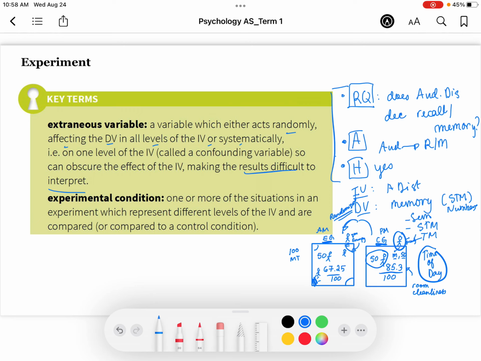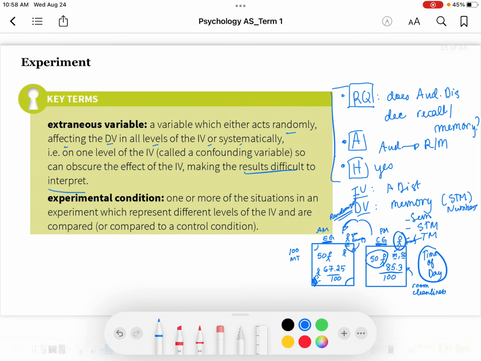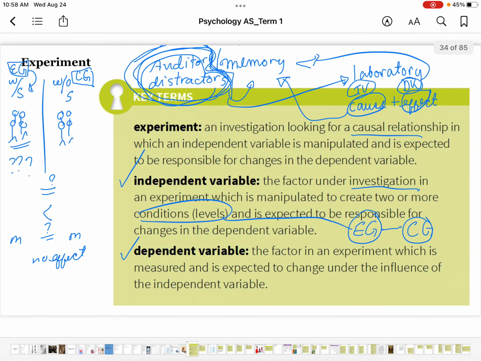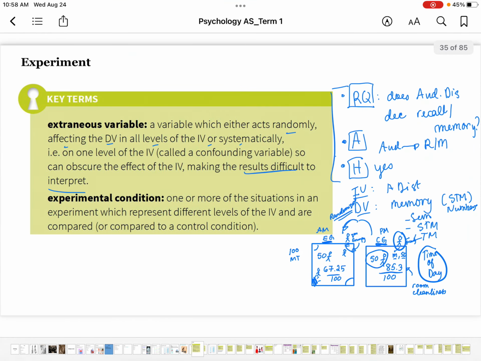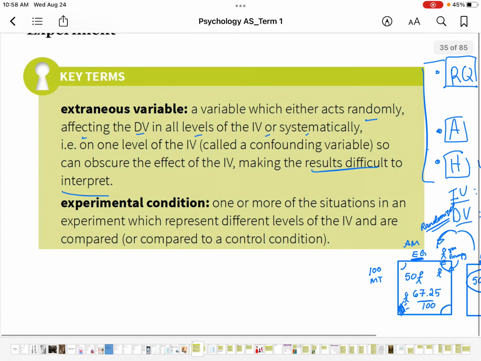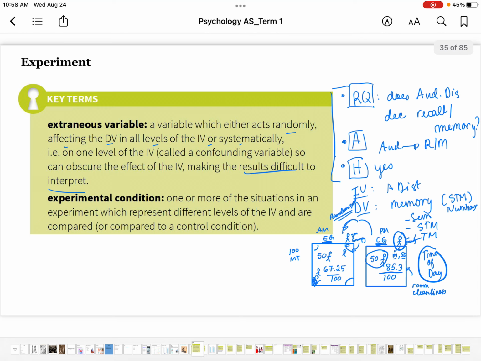So just remember those, and we'll talk about other concepts in the next video. But now we know what an extraneous variable is. We know what an IV and a DV are, and what an experiment is. And we know what an experimental group or experimental condition is compared to the control group, right?